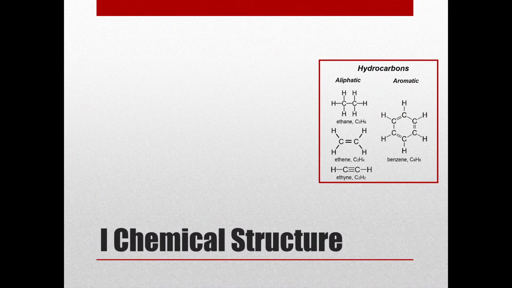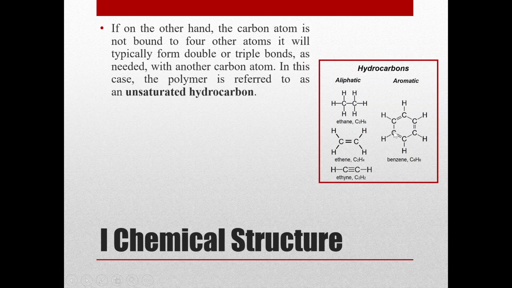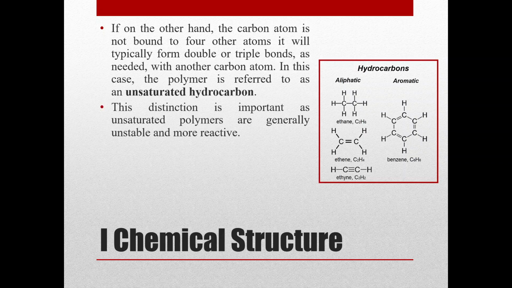So now let us look at the other formulas in the image that is given over here. If on the other hand the carbon atom is not bound to four other atoms, it will typically form a double or a triple bond as shown in the other three cases, as needed with other carbon atoms. In this case, the polymer is referred to as an unsaturated hydrocarbon.